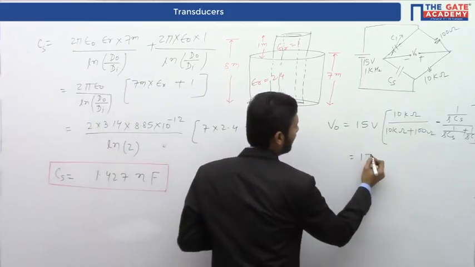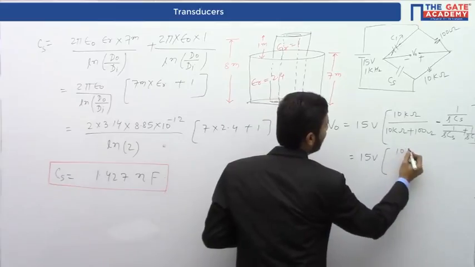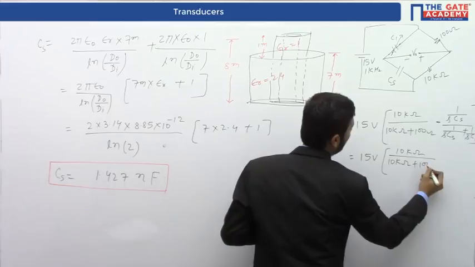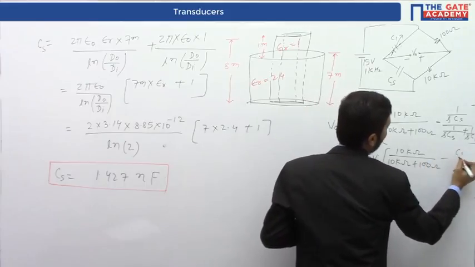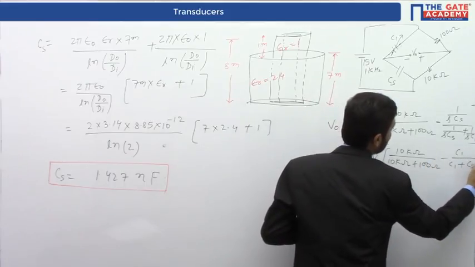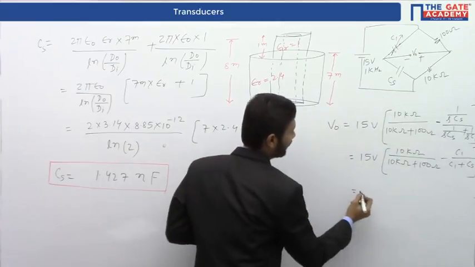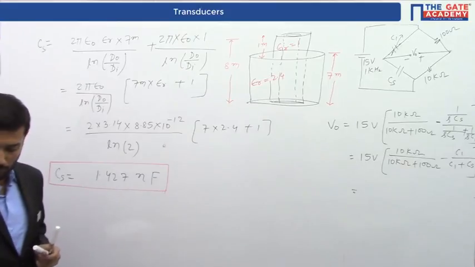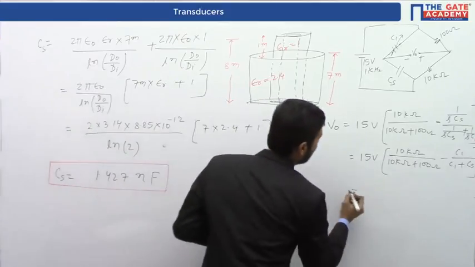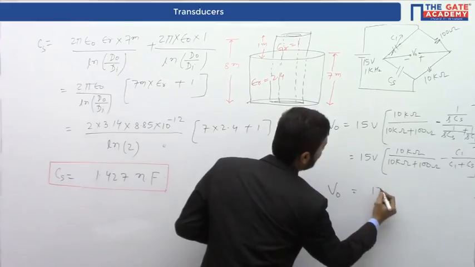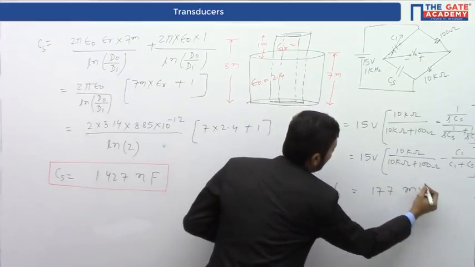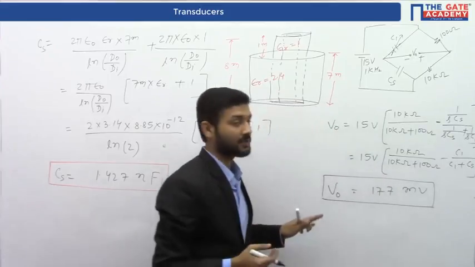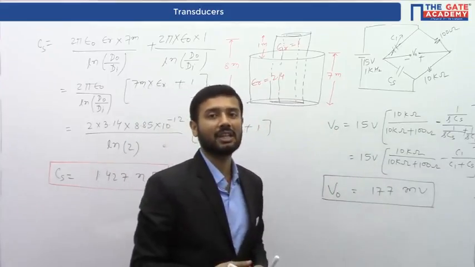So 15 volt into 10 kilo ohm by 10 kilo ohm plus 100 ohm minus C1 by C1 plus CS. So find this value. If we put all these values, we'll get V naught output equals to 177 millivolt approximately. We'll get this V naught equals to 177 millivolt.